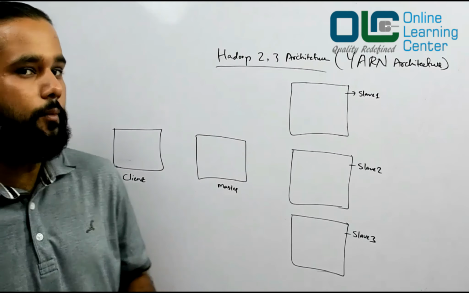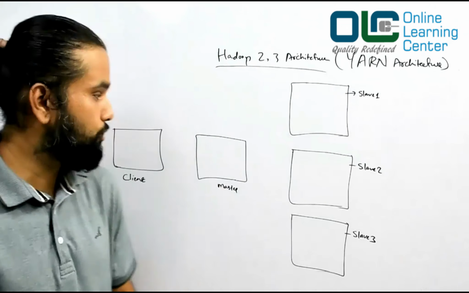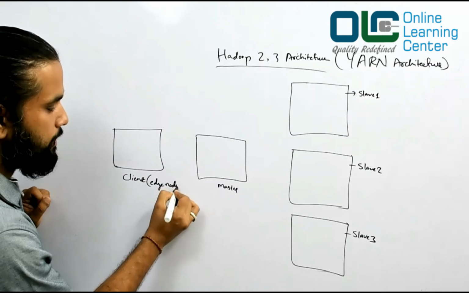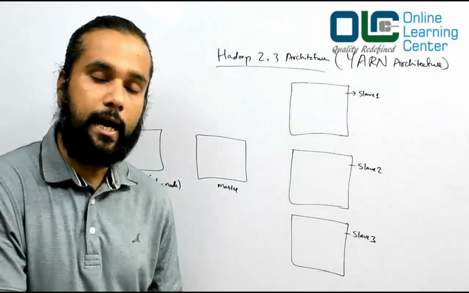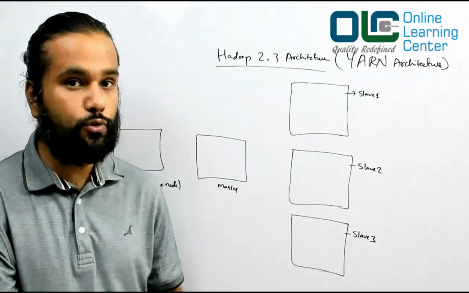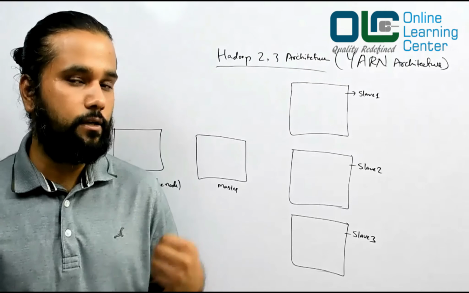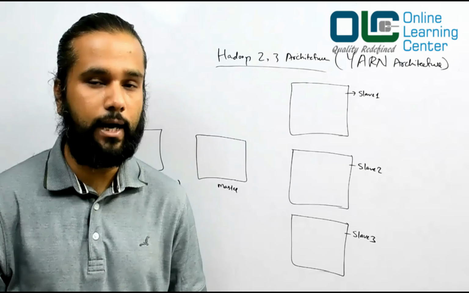So what is your client computer? In real time, the client computers are basically edge nodes. And what is an edge node? An edge node is basically a machine which is not a part of your Hadoop cluster, but it has connectivity with the Hadoop cluster, so that you can go ahead and do hadoop fs -put and all those commands. You can submit some job and do whatever. You can write your Hive queries and so on.